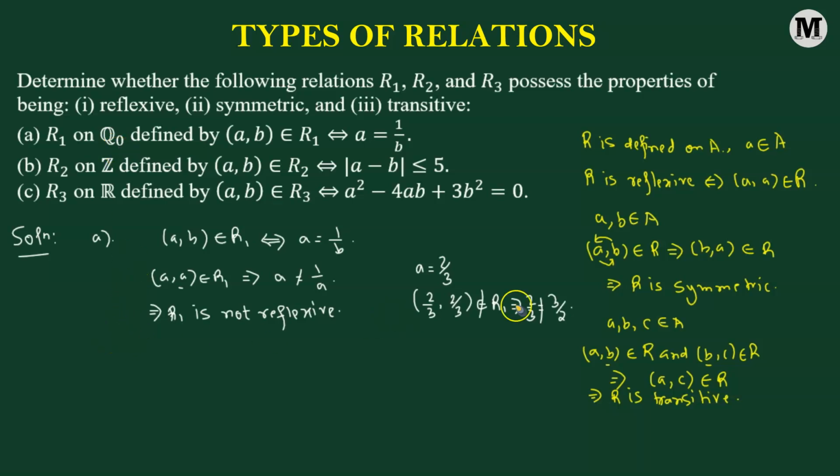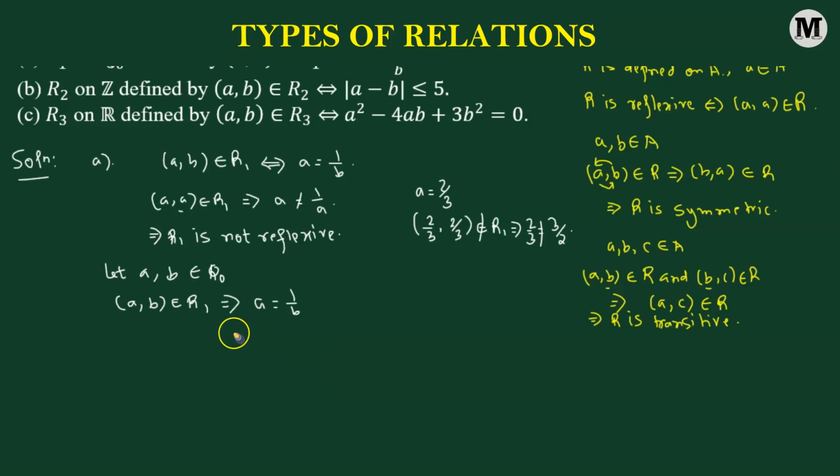Fine. Now coming to the second part, we have to check if it is symmetric or not. To check for symmetric, we're going to consider two elements A comma B, and let's say both of these belong to the set of non-zero rational numbers. Then, according to the definition, if A comma B belongs to the relation R1, this would imply that A is equal to 1 over B. That's the definition. Now, A equals 1 over B, we can also rewrite as B equals 1 over A. Now, writing B equals 1 over A simply means that we have B comma A belonging to the relation R1. So just use the definition.